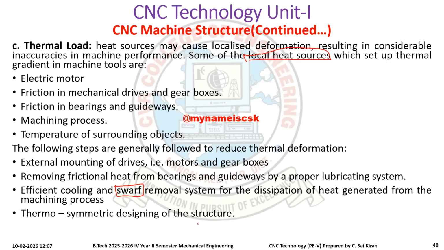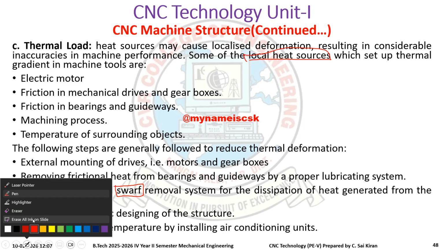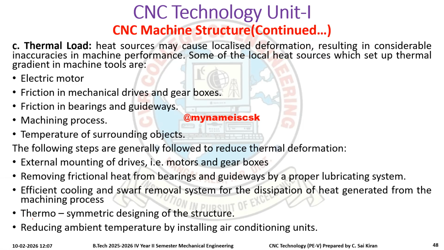Next, thermosymmetrical design. When we are manufacturing a CNC table or CNC machine, we have to make sure that it is thermosymmetrical. It should dissipate the heat in all four directions, not in only one direction. Next, reduce ambient temperature by installing an air conditioning unit. Whenever we are running a CNC machine 24 by 7, we compulsorily have to install AC, so that the thermal load is reduced. Because the surrounding temperature is reduced, the heat generated will also be reduced, and the friction is overcome easily. All those things will be there.